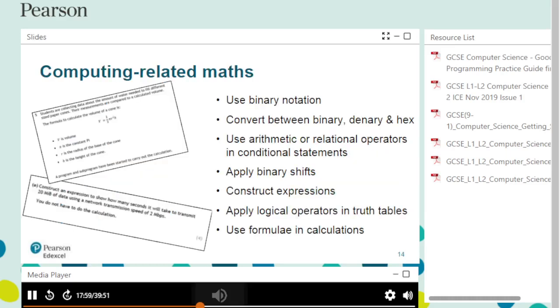Ofqual stipulates that all GCSE computer science specifications must assess students' ability to apply computing-related mathematics. This slide outlines how this requirement is addressed in this specification. Students are using computing-related maths, perhaps without even realizing it, when they convert between binary, denary, and hex, when they add together binary numbers, perform binary shifts, use arithmetic and relational operators in expressions, write code that performs a calculation, use logical operators in truth tables, etc., etc.